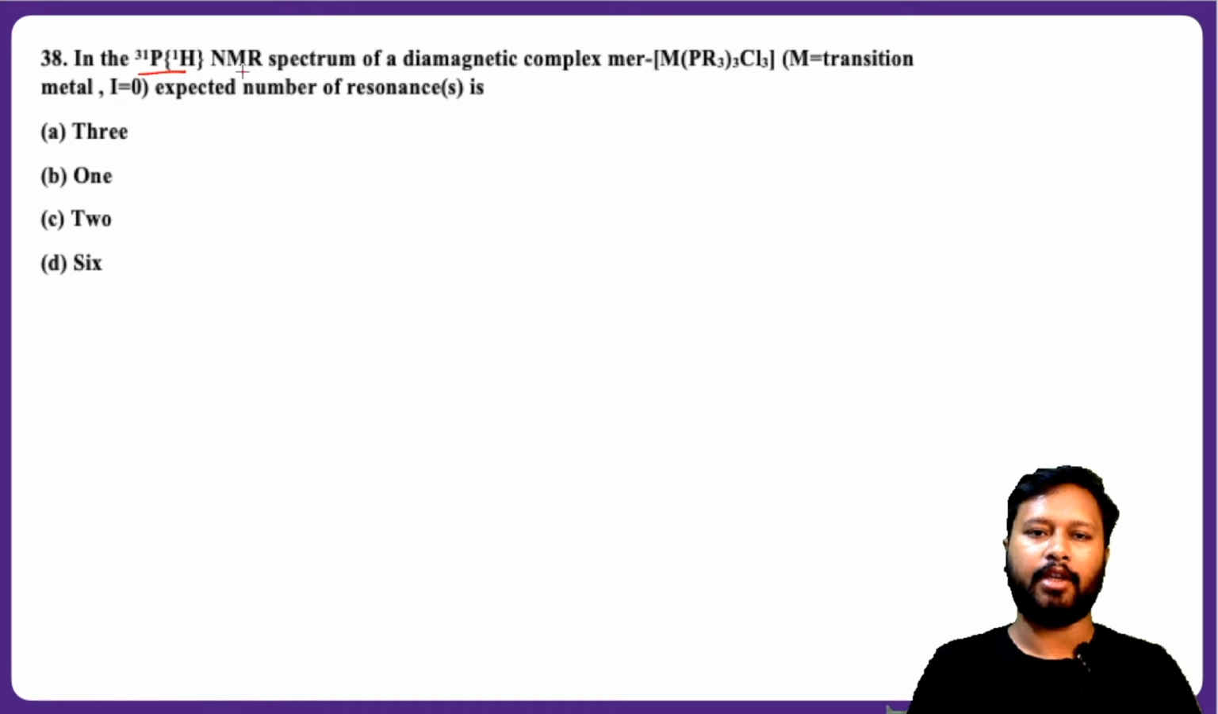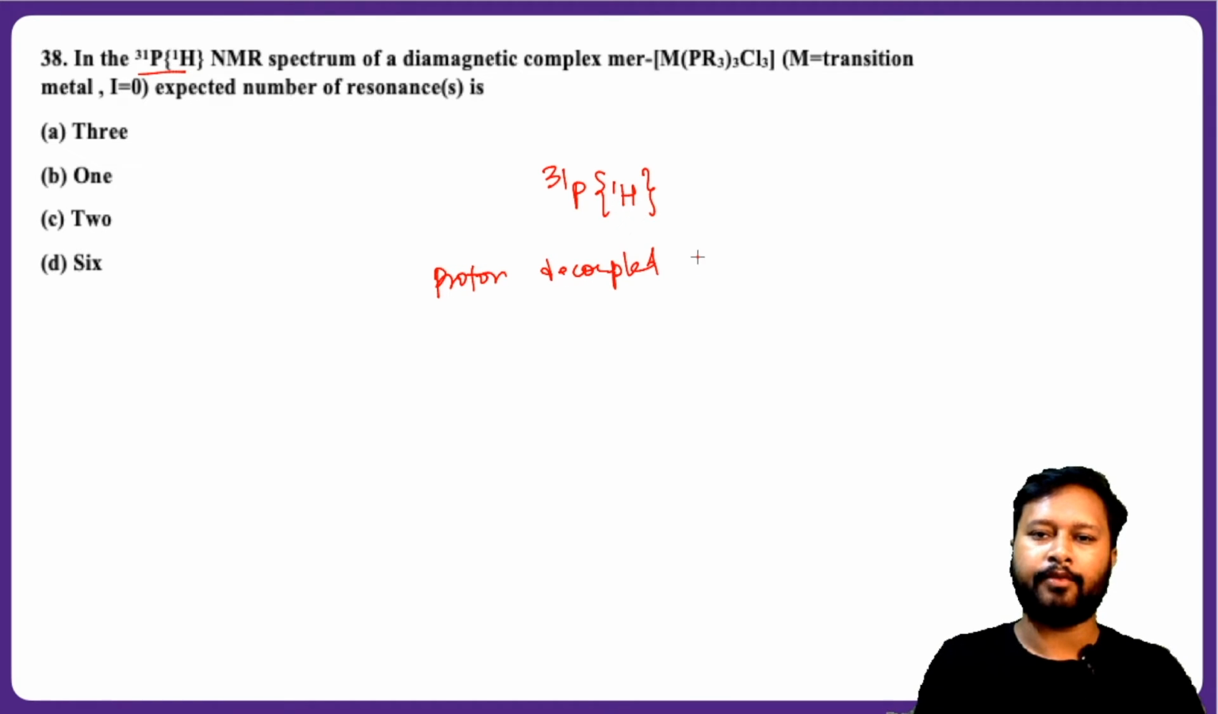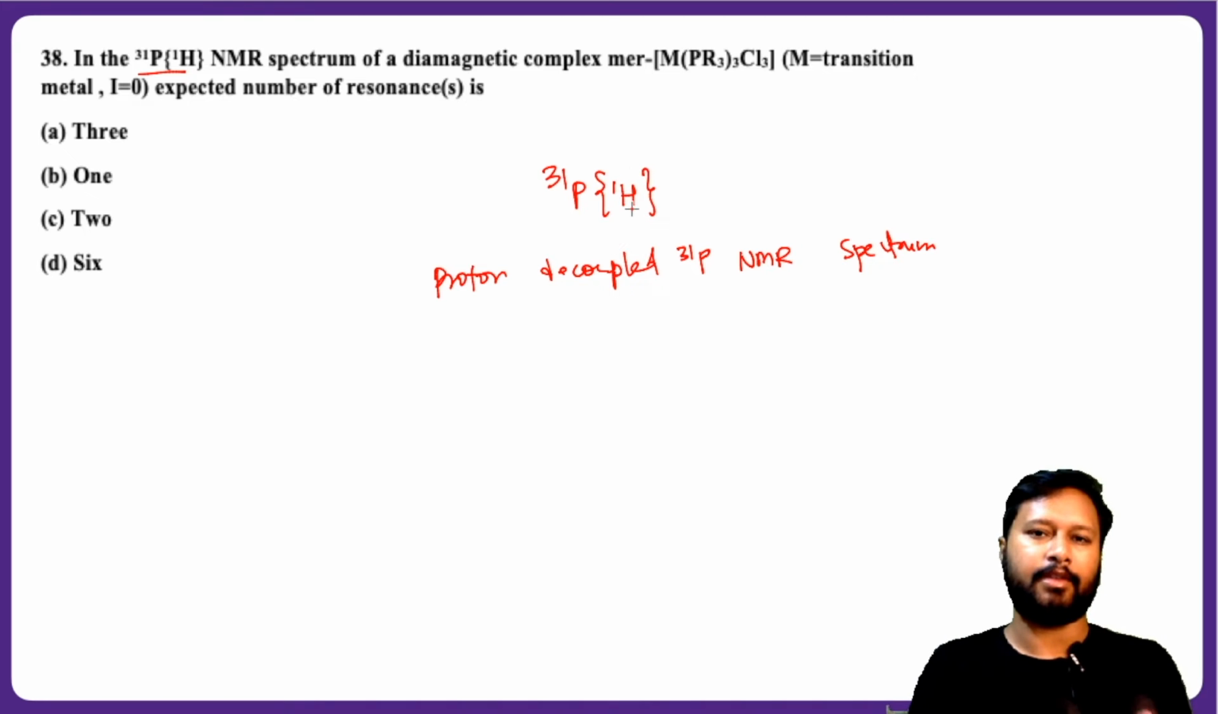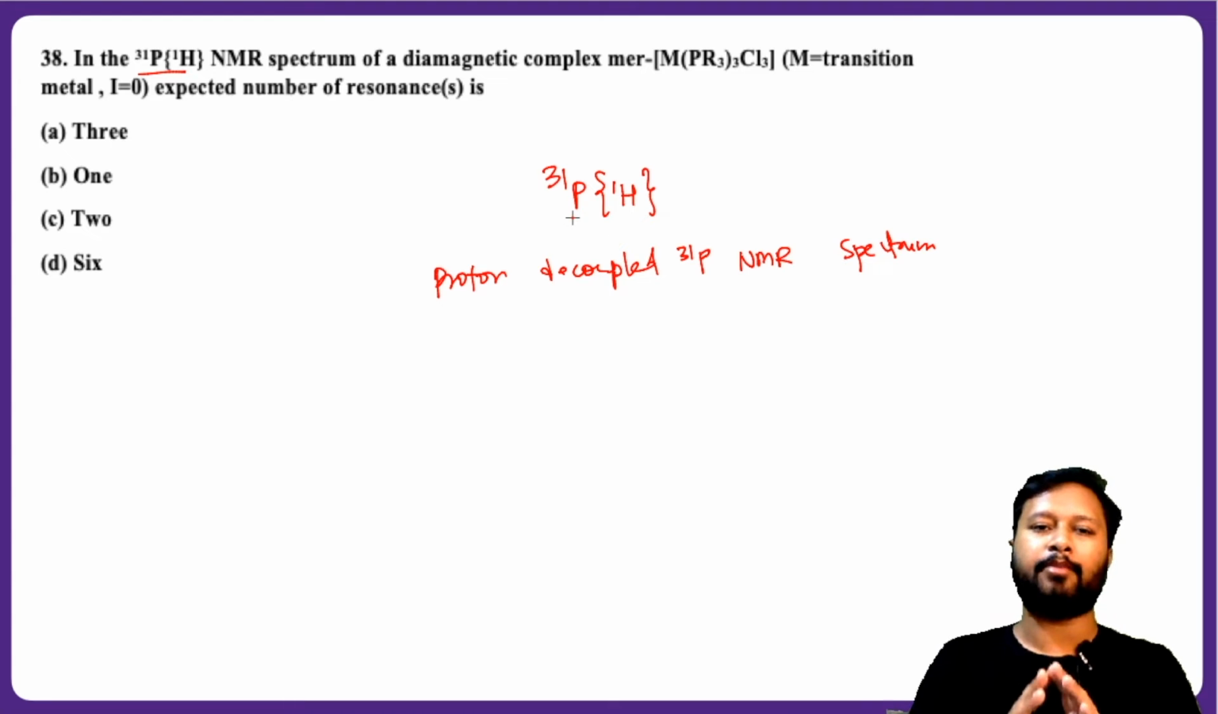It says in the 31P NMR, okay, whenever something is written like this in a curly bracket, it means that this is going to be read as proton decoupled phosphorus NMR or 31P NMR spectrum. Decoupled means this species, this proton, is not going to interact with the phosphorus. Whenever something is written in curly bracket, that means that species is not going to interact with the other species. All right.